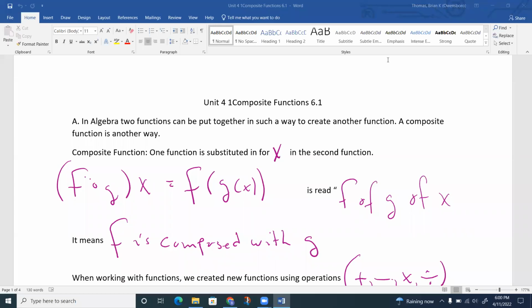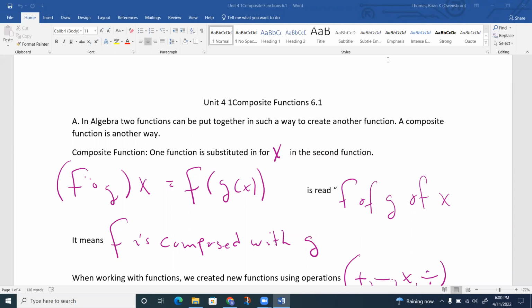Good afternoon. This will be Unit 4. We're going to do Lesson 1 today on composite functions. This is from Chapter 6, Section 1. In algebra, two functions can be put together in such a way to create another function.